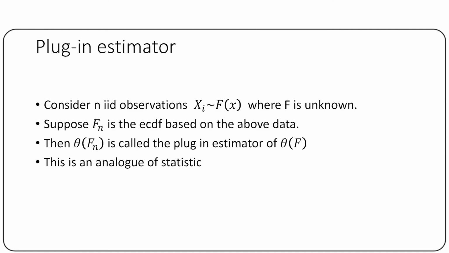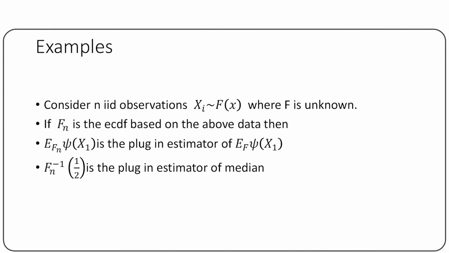Consider n IID observations from an unknown distribution function capital F. Suppose capital Fn is the empirical cumulative distribution function based on the data. Thus, you can recall that Fn(x) is nothing but the proportion of observations less than or equal to small x, where small x is a known quantity. So, if theta f is the functional of interest, then theta Fn is the plug-in estimator corresponding to the functional theta f. That is, Fn is plugged in place of F in the expression of theta f.